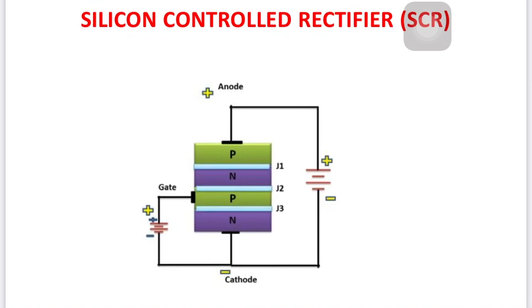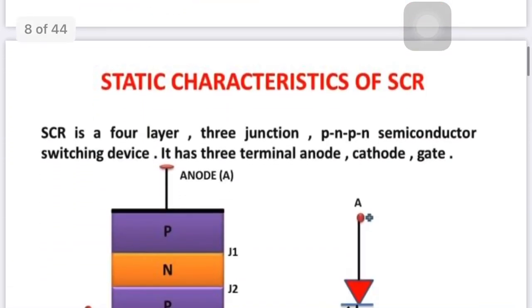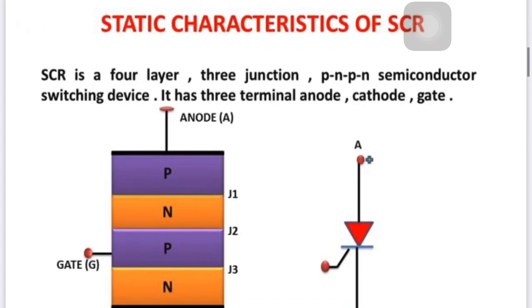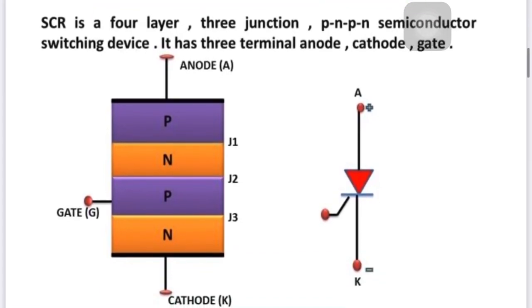We apply the anode to cathode voltage by some battery. Another battery is applied between gate and cathode. I am not mentioning it over here, but there is some resistance in series with the battery, which limits the gate current. So, these are simply the diagrams. Now, try to understand the static characteristics.